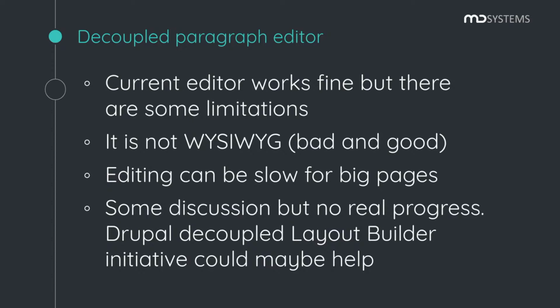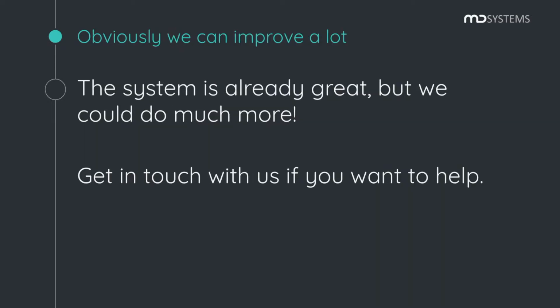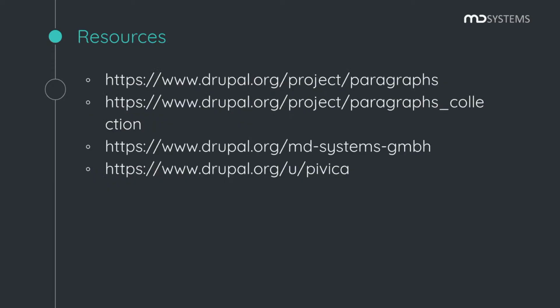And yeah, actually, how to improve this slowness and other stuff. It would be nice to provide a new widget, which is actually a decoupled paragraphs editor, but that's a lot of work. We need to figure out first how they will do the stuff in Drupal core, and then try to reuse that for our paragraphs thing. So yeah, a lot of stuff is already possible, but more stuff can be done. So if you want to help or whatever, just get in touch with us.